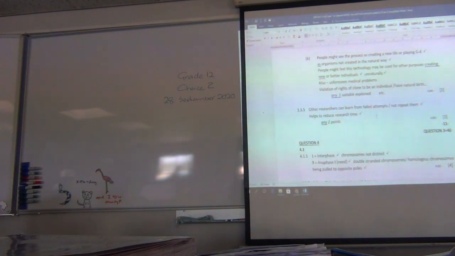3.5.5, many attempts to produce animals in this way fail, resulting in very few live births from the eggs that are implanted. When conducting research, it is very easy to report only on attempts that produce successful outcomes. Why is it important that scientists also report the results from failed attempts? So that other researchers can learn from failed attempts and not repeat them. And it helps to reduce research time. Okay. All right.